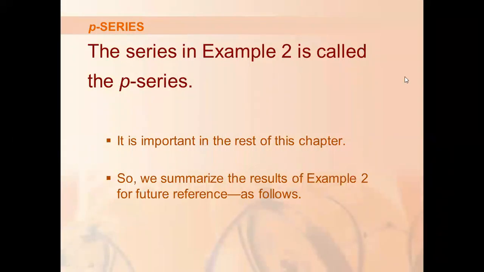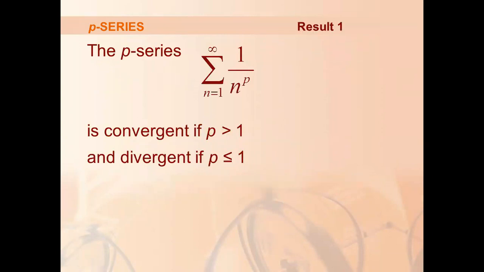Now the series in example 2 is called the P series, and it is very important. In the rest of the chapter we will be using the result. So I will summarize the result of example 2 as result 1. The P series given by the sum of 1 over n^p, n from 1 to infinity, is convergent if p is greater than 1, and it is divergent if p is less than or equal to 1.